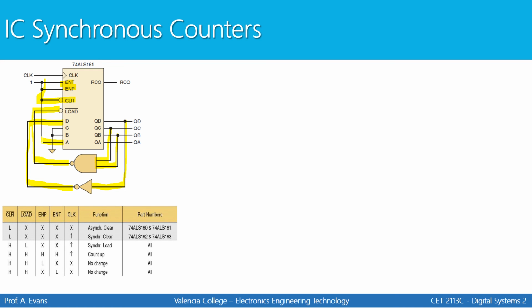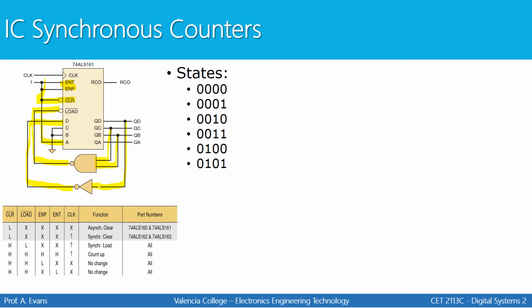A, input A is connected to 1, inputs B and C are connected to ground, and input D is the output of this inverter. So let's take a look at how this counter will count. Let's just assume it starts counting at 0. So we have 0, 1, 2, 3, 4, 5, 6. Right here, B and C are 1.